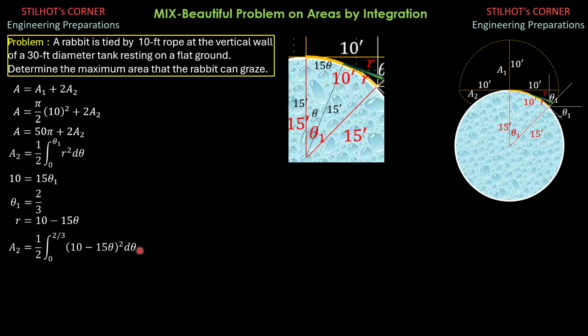Although this is a challenging and beautiful problem, the probability of it coming out in your board exam is very nil. At least you gain experience on how to analyze this portion of area especially. Using the calculator, area 2 is equal to 100 over 9 square feet. So we can now compute the area: 50 pi plus 2 times 100 over 9 square feet. So the area is equal to 179.3 square feet. So that's it for this video.